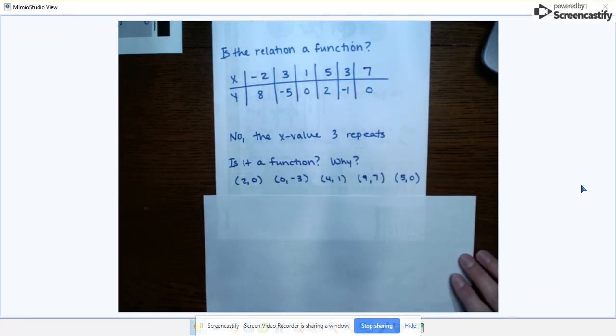So next, I want you guys to tell me, are these ordered pairs a function? And then tell me why or why not.